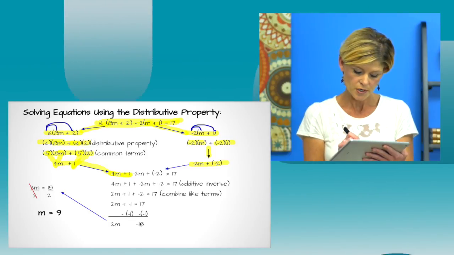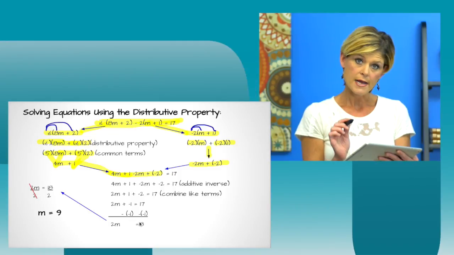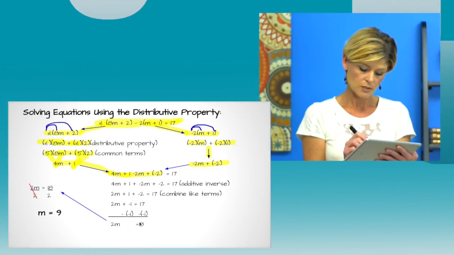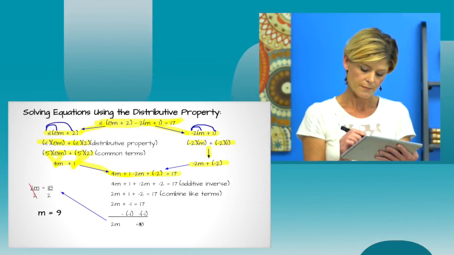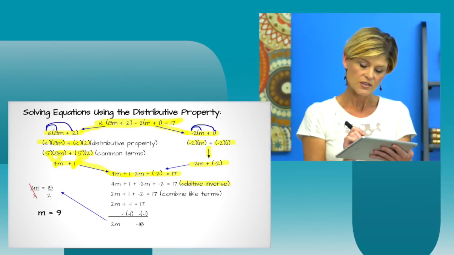And now this part of the problem will join the other. Now my problem reads 4m plus 1 minus 2m plus negative 2 equals 17. All right, for my next step, I have used the additive inverse.